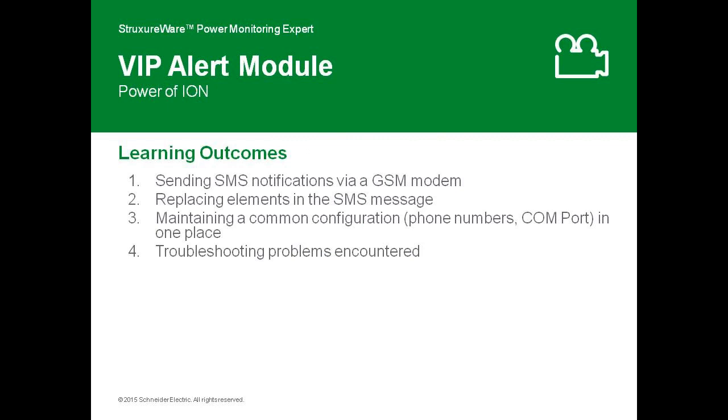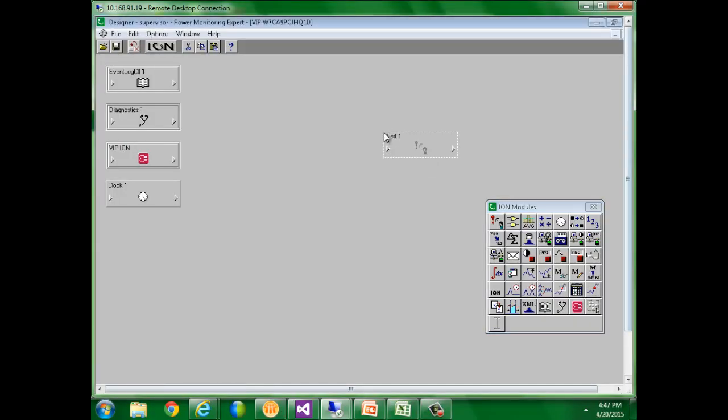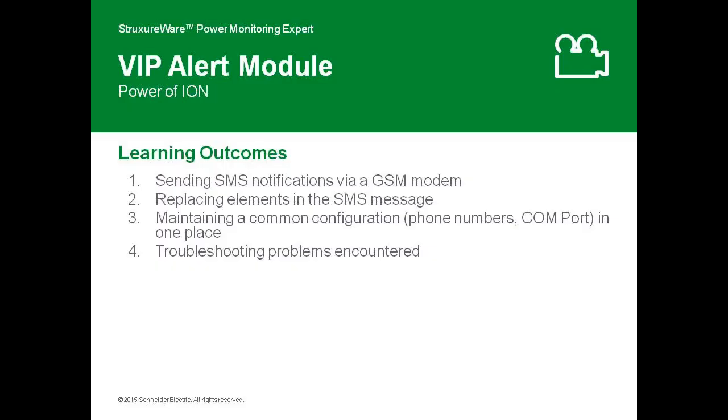So the alert module here, which some of you will be familiar with from the ION meters, was used as the shell for it, just to not overcomplicate the existing email one. And we'll run through how to set that up. So at the end of this video, you will know how to send an SMS alert if you need to do it over a GSM modem.